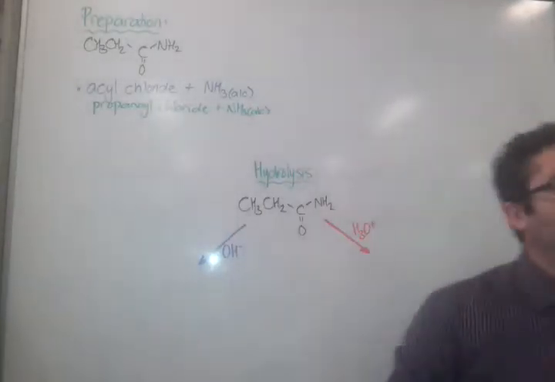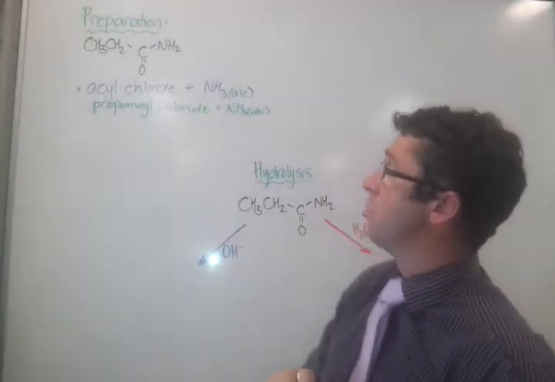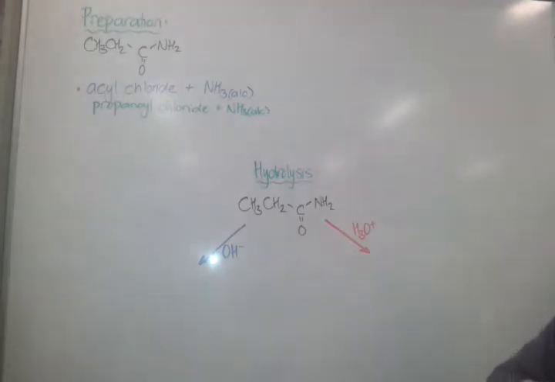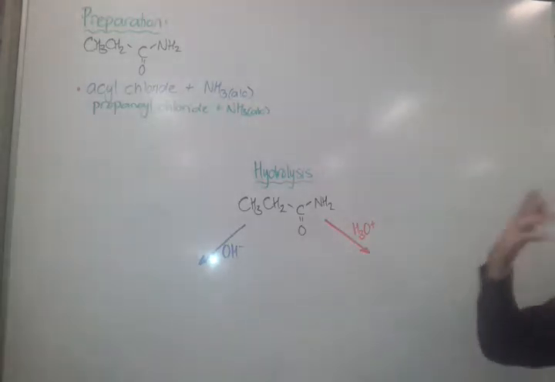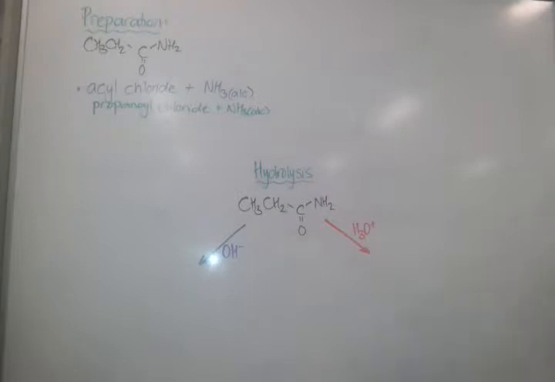If you were to put in excess of the acyl chloride, sorry, is this the right way? Yep. If you were to put excess of the acyl chloride, then it does continue to react. All right. So you can start getting things adding on to each other. Right. Acyl chloride plus ammonia.